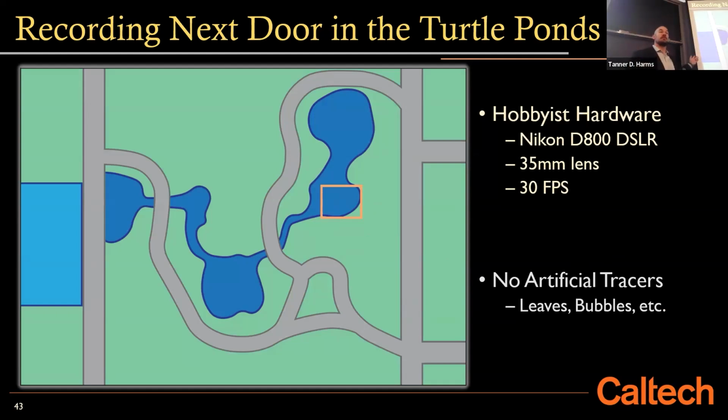I've already shown you images from this data set, so you have an idea of what the data looks like. I should also mention, and this is important, that we didn't add any tracers to the flow. What happened was I was walking around campus one day and I noticed that there were a lot of leaves in the pool. So I ran and grabbed all my equipment and came outside and set up and took an impromptu experiment, which has been very productive for me.